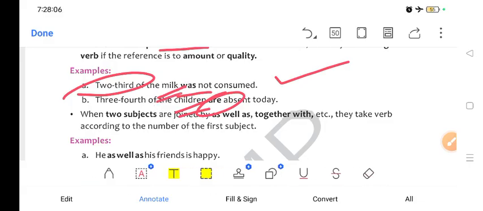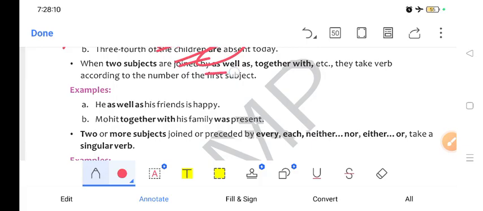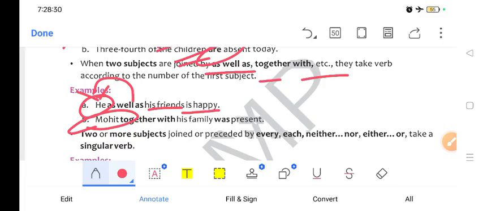When subjects are joined by 'as well as', 'together with', etc., they take the verb according to the number of the first subject. For example, he as well as his friends. So we will take the verb according to the first subject. The first subject is he, so we'll use 'is' here. Mohit together with his family, so we will use the verb according to Mohit: was present.